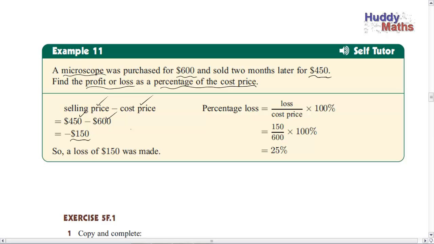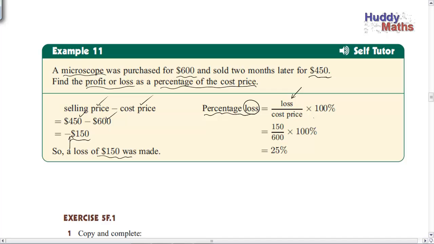That's reasonable. So we've got a loss of $150 because the selling price was less than the cost price, and we've got a negative answer there. So the percentage that we're working out is a loss because it's negative. So we drop the negative now.